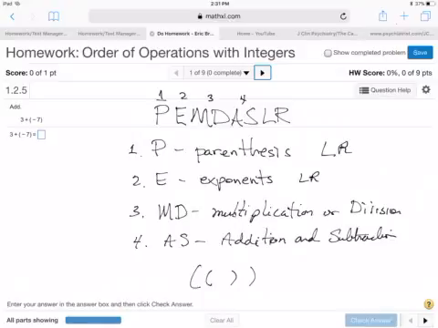Even with exponents, if you only have exponents, you go from left to right, and the same with multiplication and division, and addition and subtraction. Very important. If you go from right to left, you can end up with the wrong or incorrect answer. So let's look at this first problem.